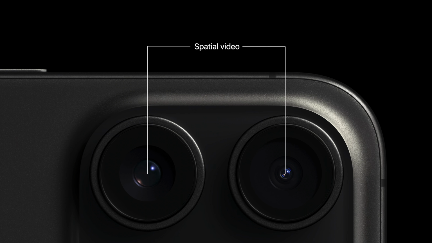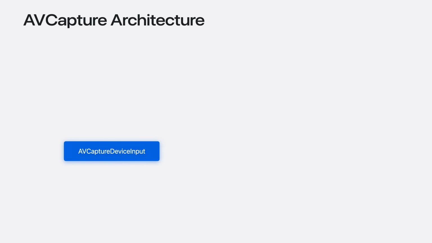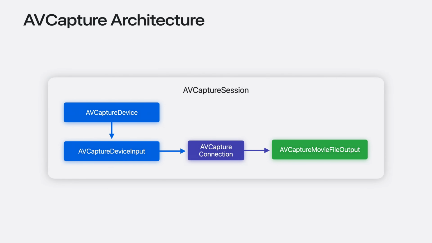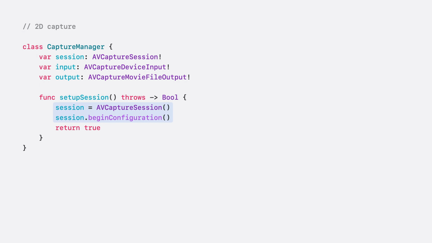Let's see how. We'll write some code to record normal 2D video, then extend it for spatial. With AV Capture, we'll be using the following data flow. We first need a device input that represents input from a capture device, like a camera. We then need a movie file output that manages the output and writes it to disk. The input and output are connected with an AV Capture connection, and an AV Capture session coordinates the data flow between these components. Let's write that out in code.